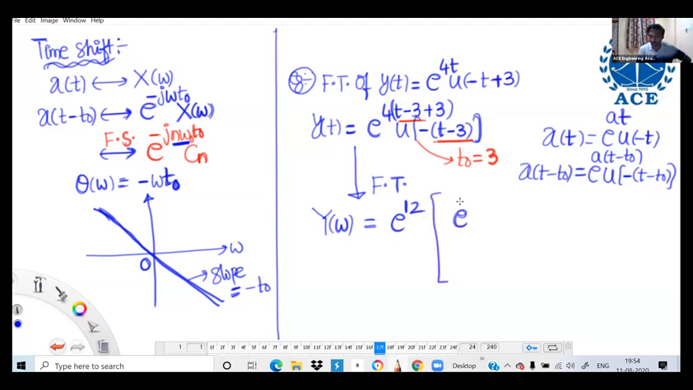Because of time shifting, we get e^{-jωt0} times the Fourier transform of the original signal e^{at}u(-t). The standard spectrum is what? 1 by (a - j ω). Most of the fellows will miss this multiplier. See the cursor, e^{12}, they will miss. Be careful. Most of the fellows will miss that.